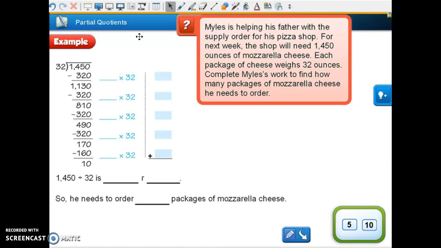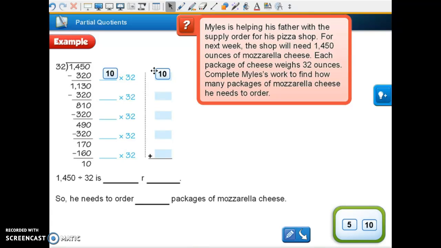Now what did we learn before was the easiest thing to start multiplying to get our partial quotient? 10. So let's go ahead and put a 10 in here. Stay with me. And 10 times 32 is 320. And they even do the subtraction for you. Okay, and we're going to also write our 10 over here.